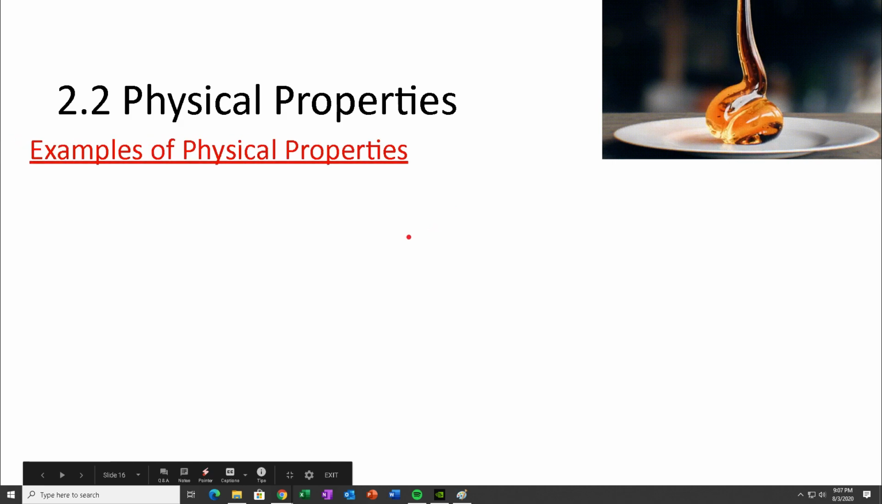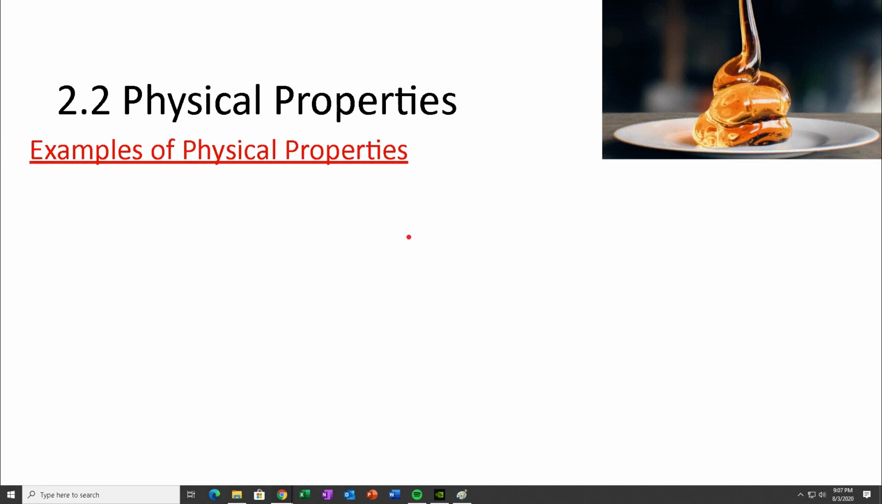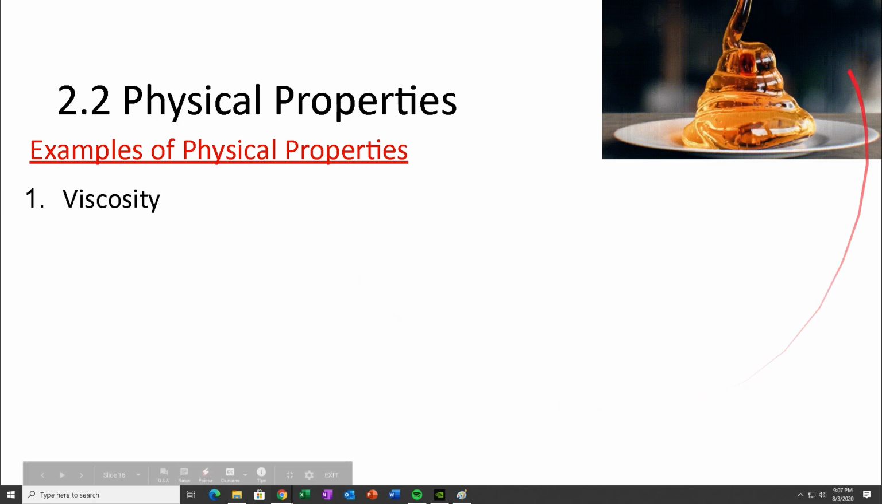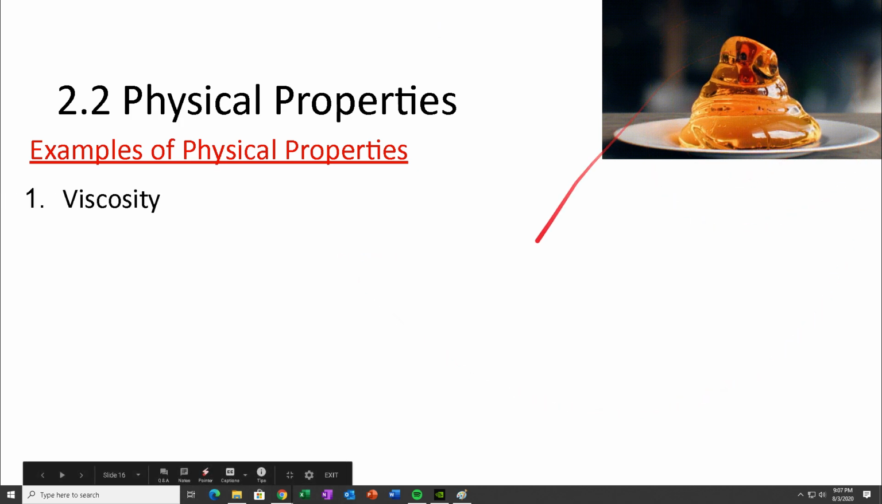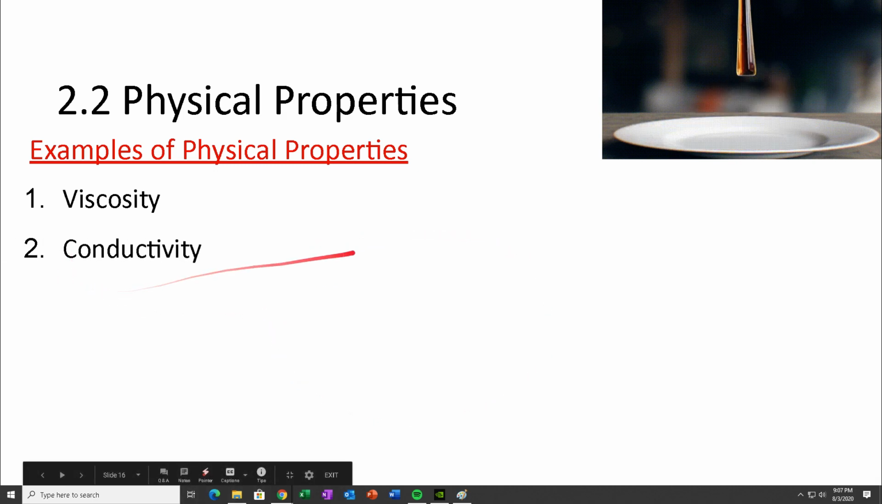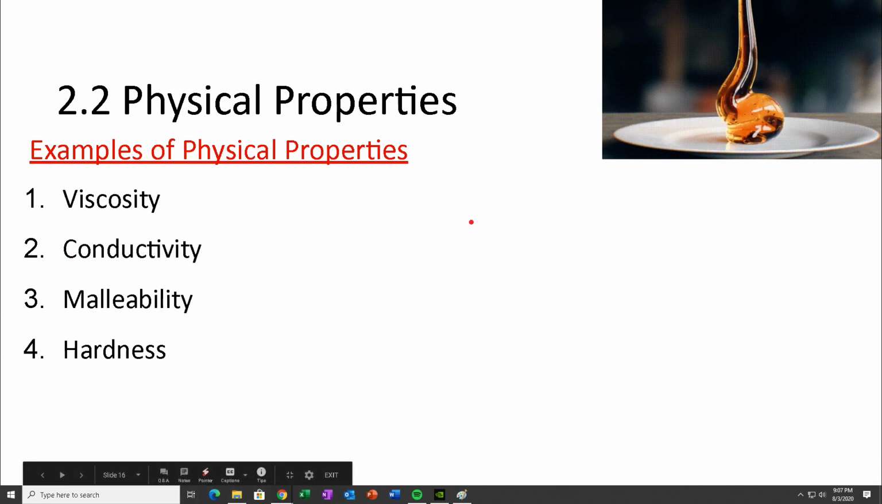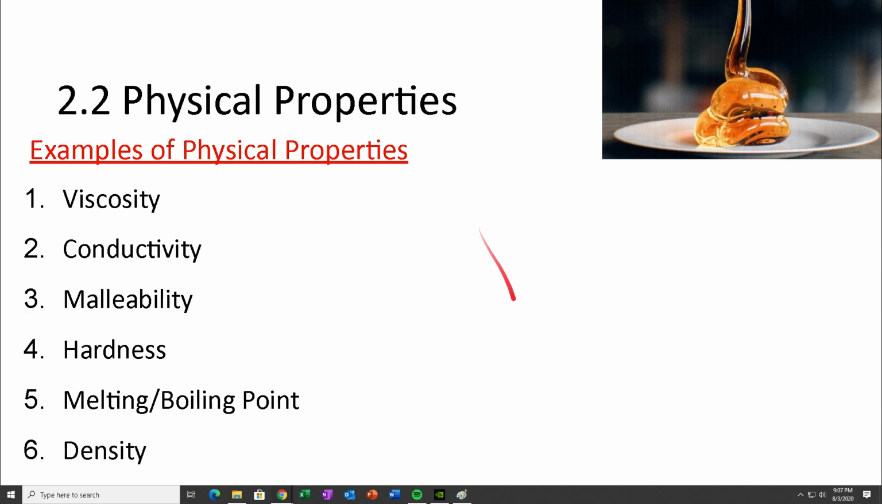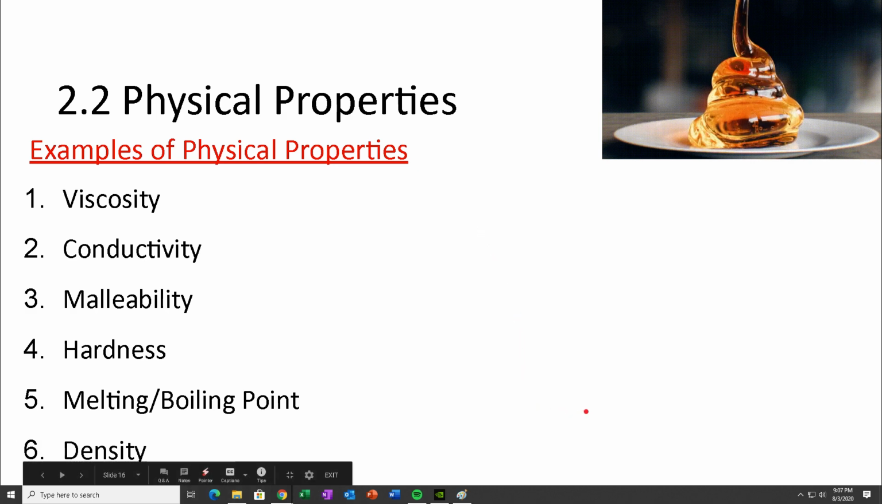So, some examples of physical properties. This is red, so it needs to be in your notes. Number 1 is viscosity. Notice how difficult it is to pour this honey right here. Conductivity, malleability, hardness, melting point and boiling point, and number 6, density, which we will have an entire unit over.